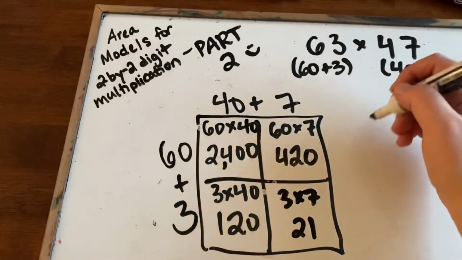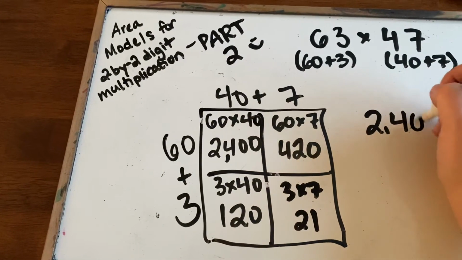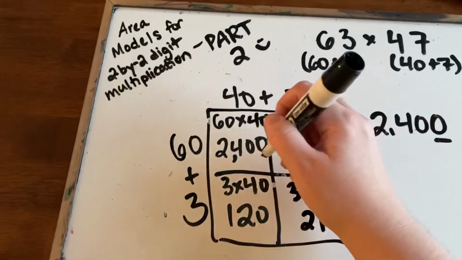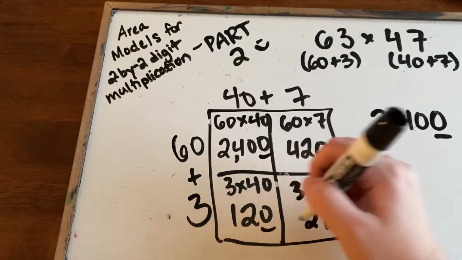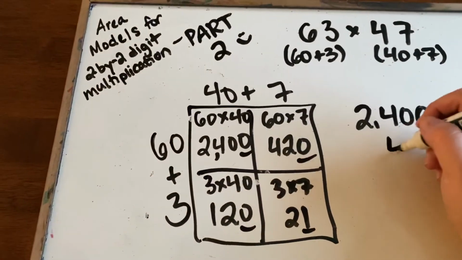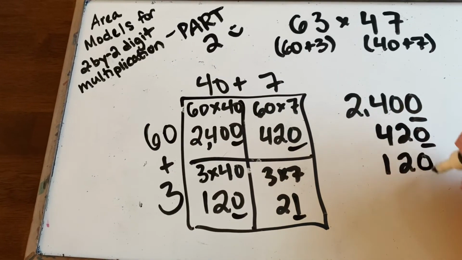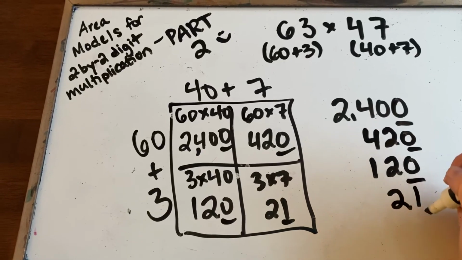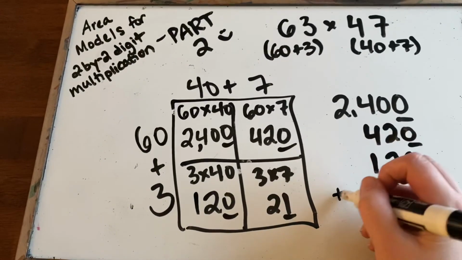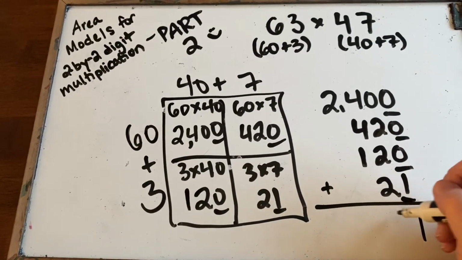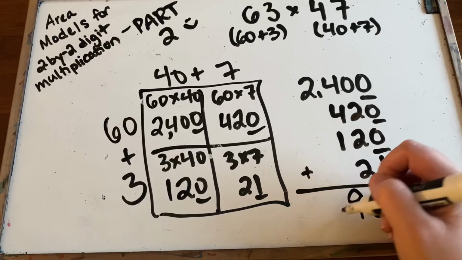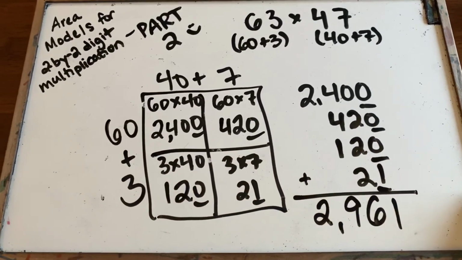And I'm going to add up all my boxes, being really careful to make sure I line them up by their ones places. So if you want to underline the ones places to remind you where those are, that might be really helpful. And there we go. There's our answer.